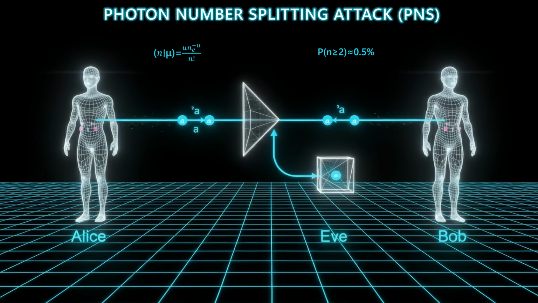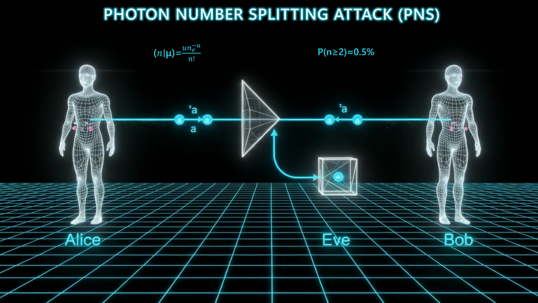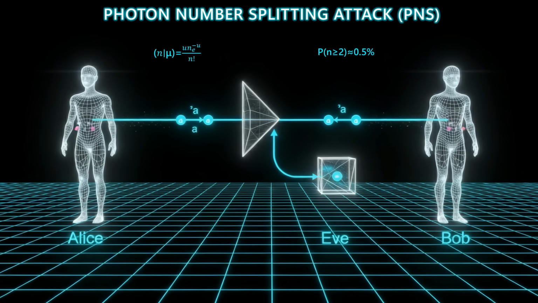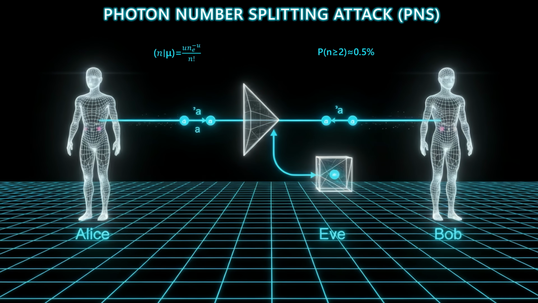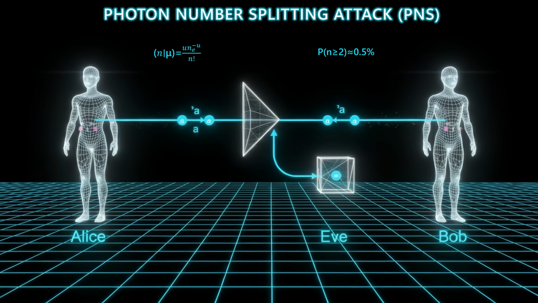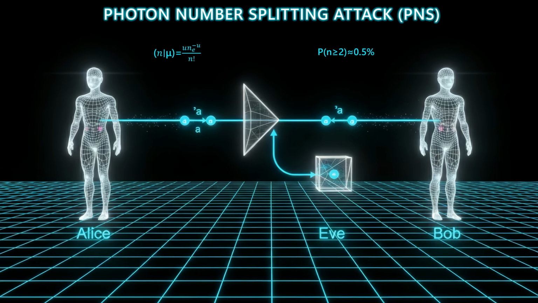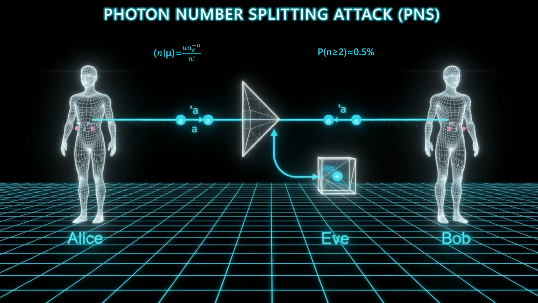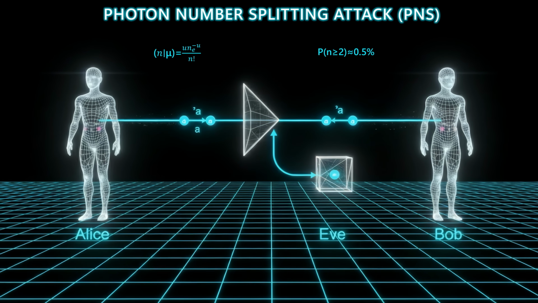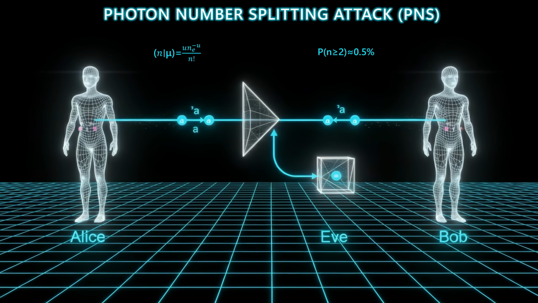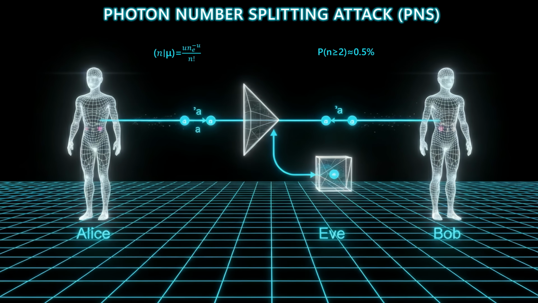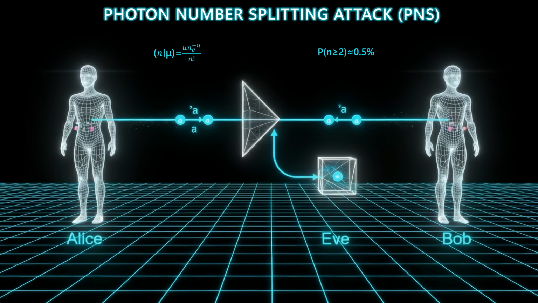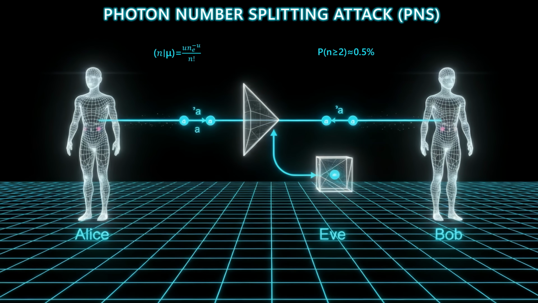If mu is small, most pulses contain 0 or 1 photon, but a small fraction will contain 2 or more. The probability of generating a multi-photon pulse is roughly the expression on the right, which, for typical values like mu equals 0.1, is about half of 1%. That may sound small, but in high-rate QKD systems transmitting millions of pulses, Eve gets thousands of exploitable events.